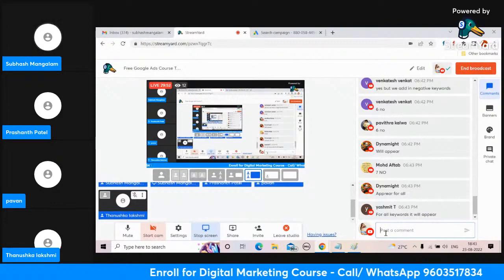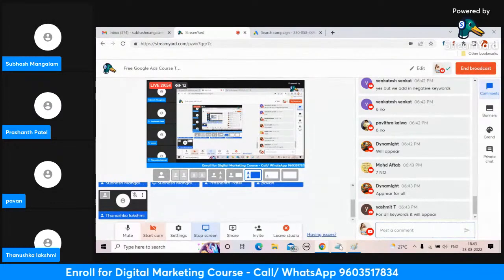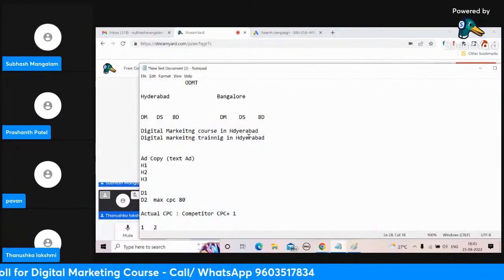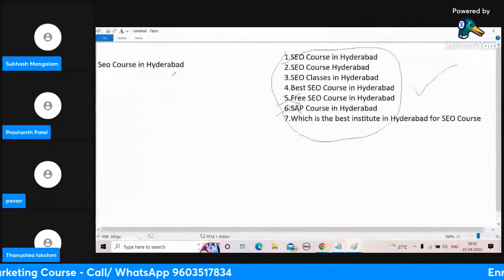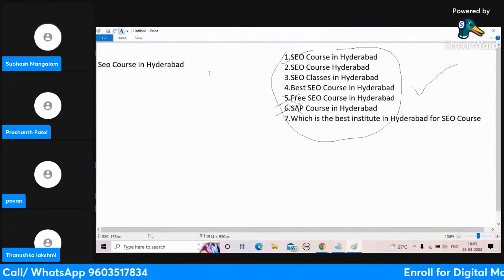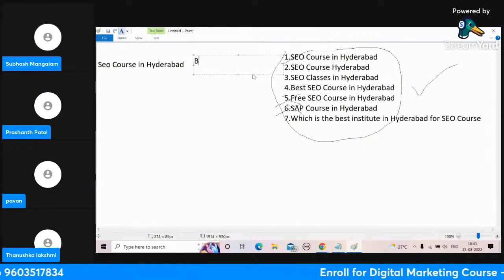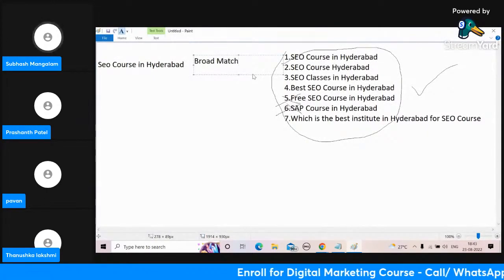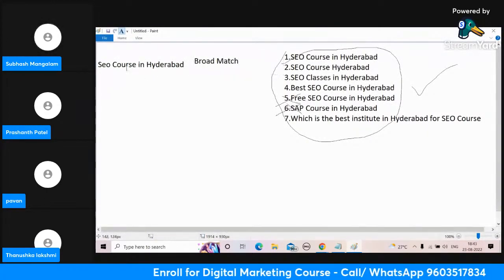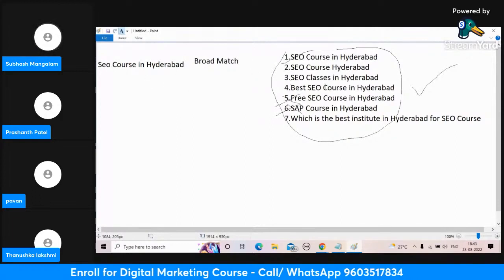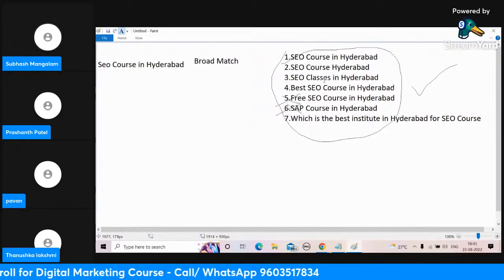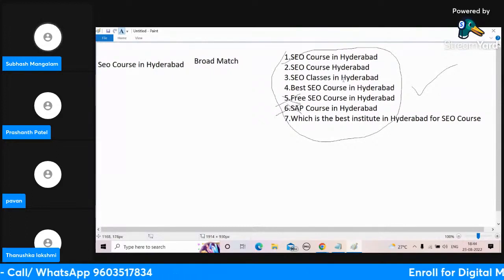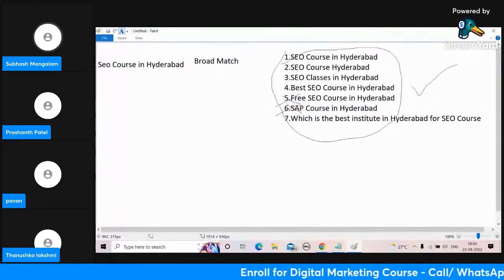So what do I have to do to control it? Why is this happening? Because by default, whatever match type I gave, this is called broad match. Broad match works in such a way that if a single word matches the customer query, the ad will appear. SEO codes in Hyderabad, SEO codes in Hyderabad, SEO. Anything matching, the ad will appear, even for SAP as well.